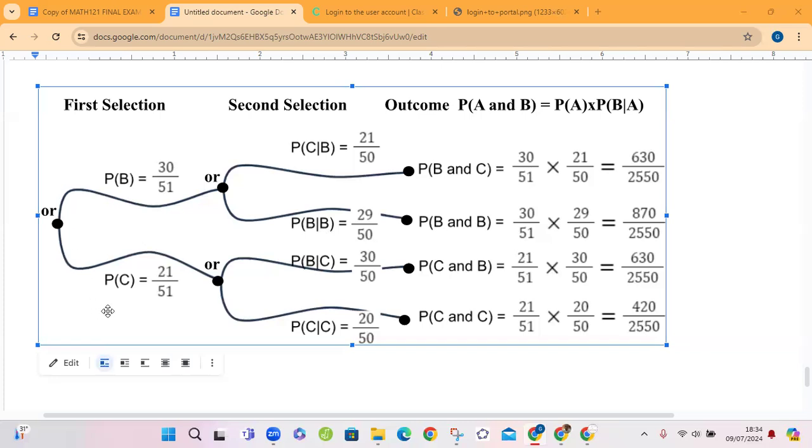Or, because all these are odds, or a cherry in the first selection and a berry, and then a berry in the second. And that will be 21 over 51 times 30 over 50, which is 630 over 2550. Or two cherries, cherry and cherry. Cherry followed by a cherry, which is 21 over 51 times 20 over 50, probability thereof, which is 420 over 2550. Now we are going to use these values, the outcome values, to answer the follow-up questions.